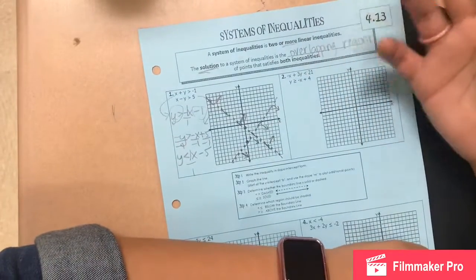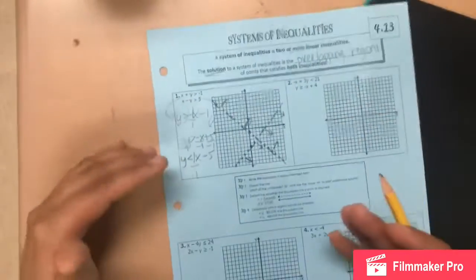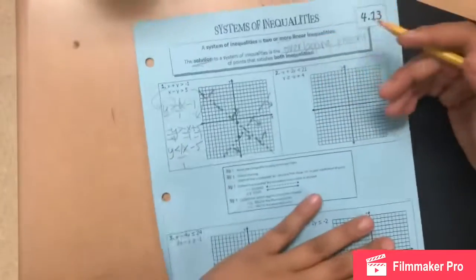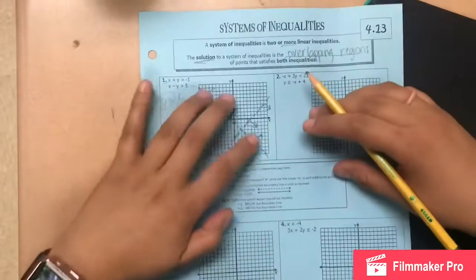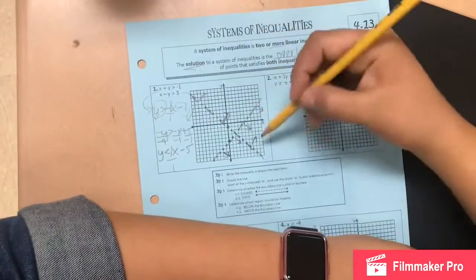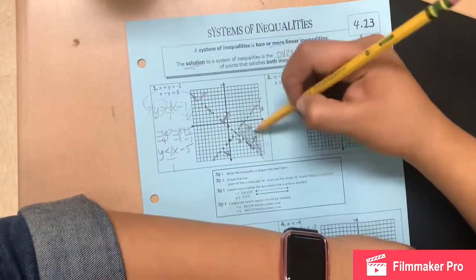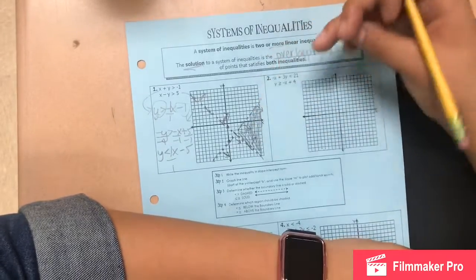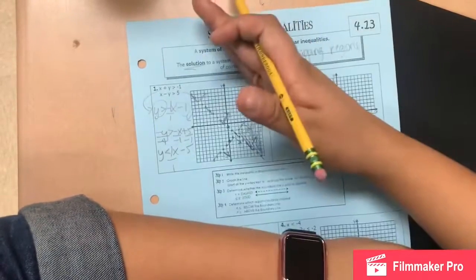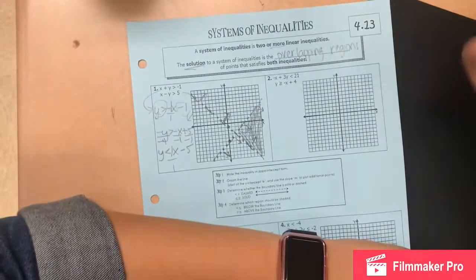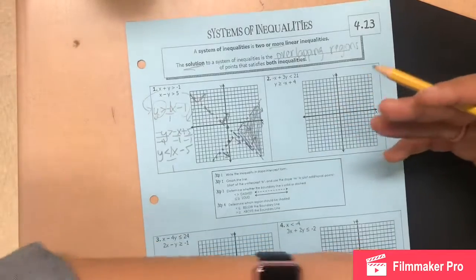Now here's where we shade. So I want to shade where it's above the first line but below the second. And if I look at my arrows, where I focus is where it's above and below, which is this area right here. So that's the only part that I shade because it applies to both. It's above this line but below that line. So it's that shaded region. So that's why we wait to shade until after we've graphed both.